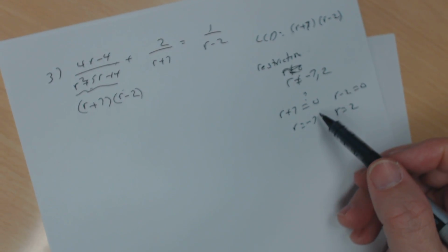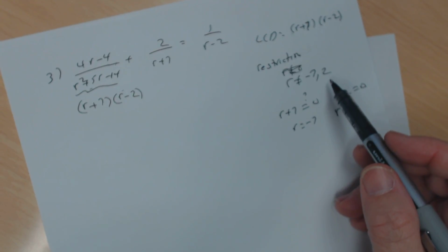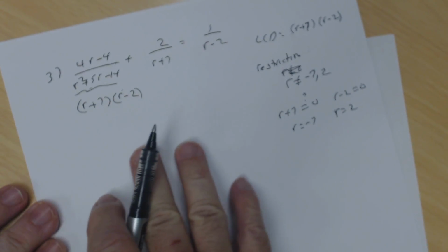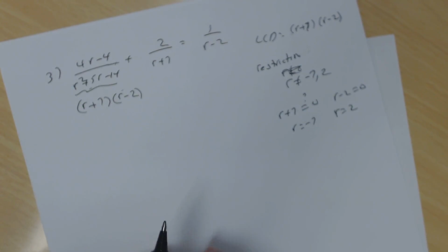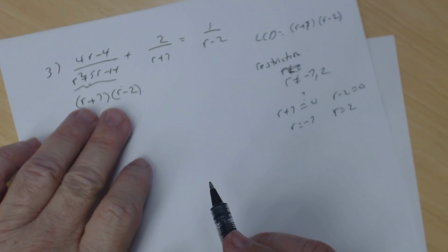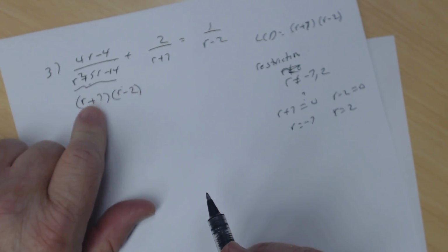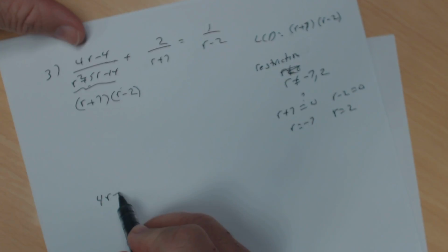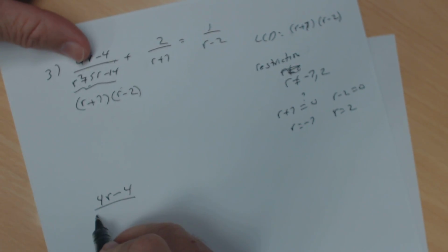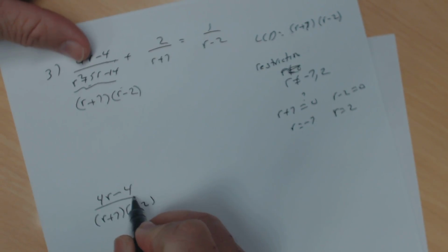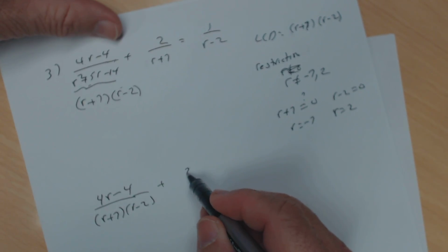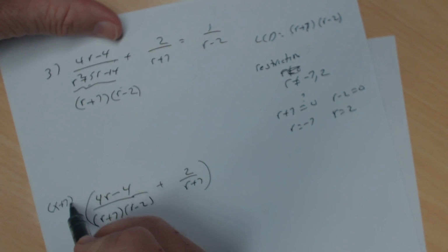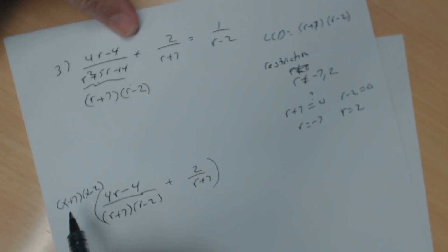Okay? So let's go ahead and multiply both sides by the LCD. I need some room right here, so I'm going to go ahead and put that here. Make sure that instead of writing it as r squared plus 5r minus 14, you put it in factored form. So we get 4r minus 4 divided by r plus 7 times r minus 2, plus 2 divided by r plus 7, and that is going to be multiplied by the LCD, r plus 7 times r minus 2.